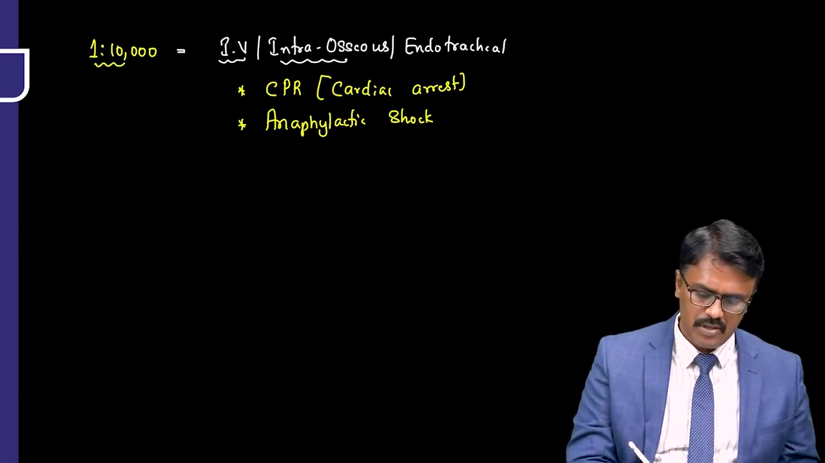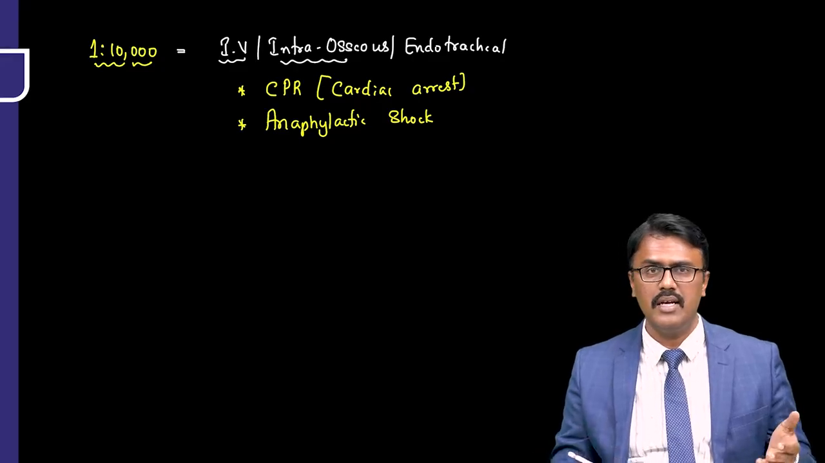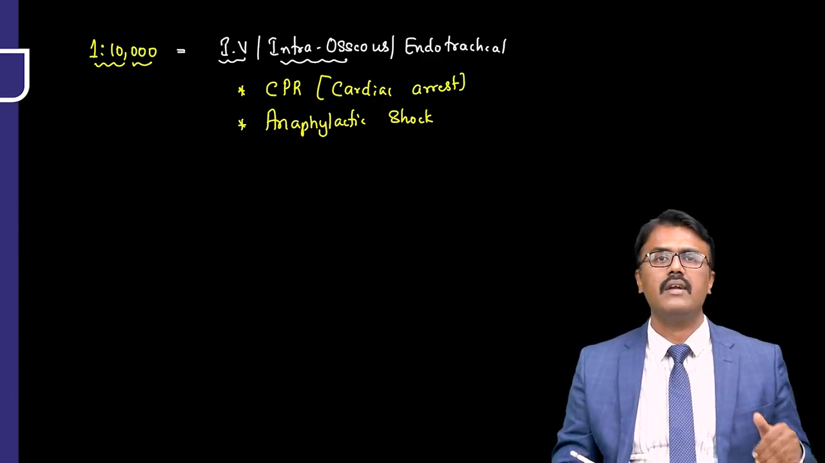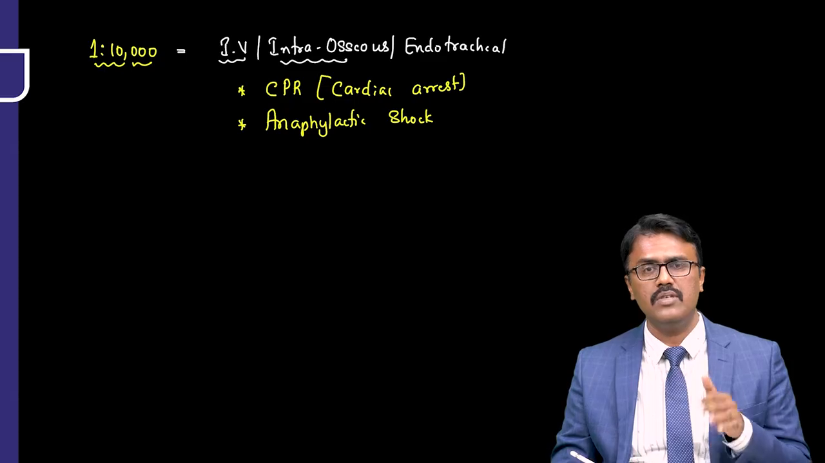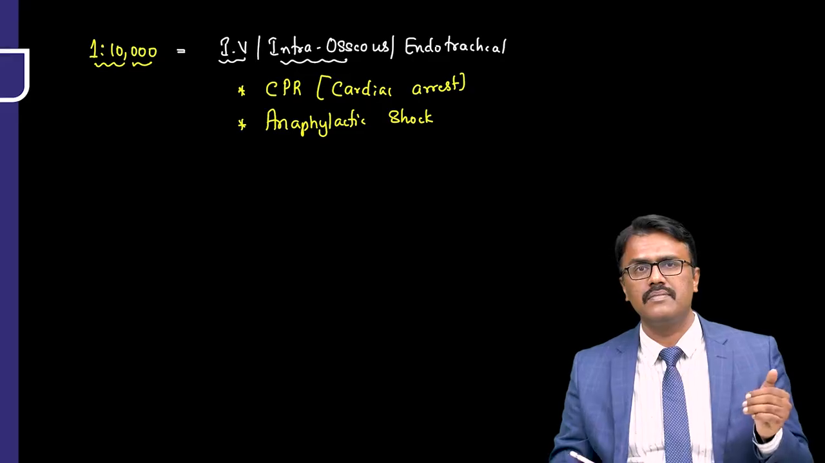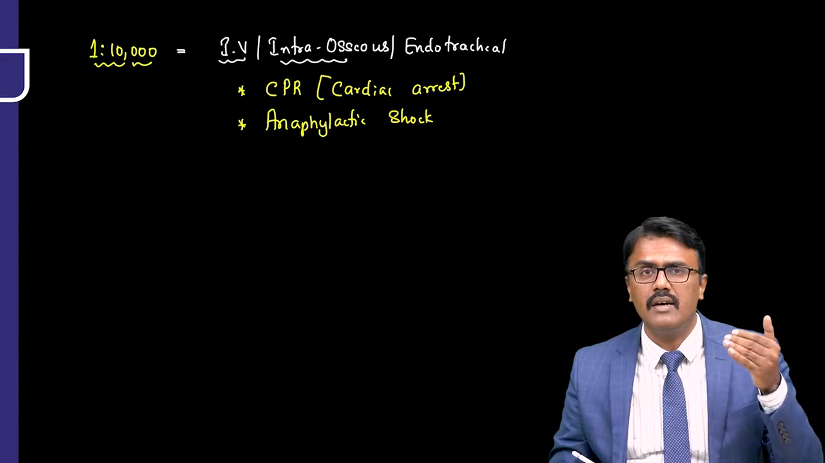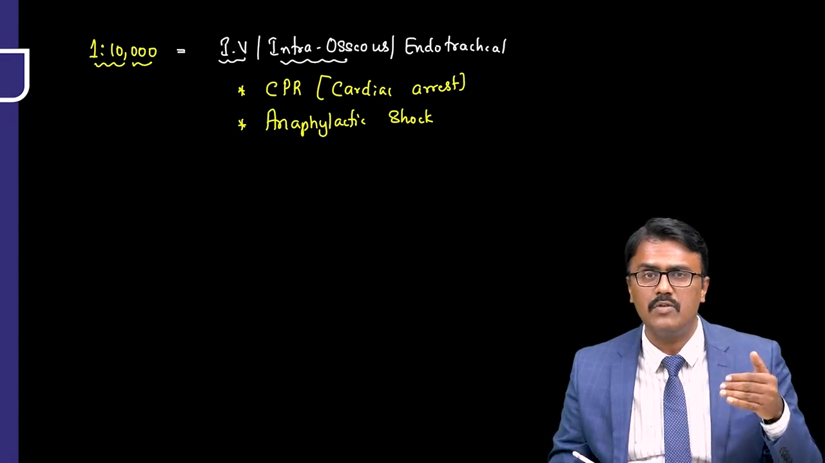Another question is, sir, why should we dilute to 1 in 10,000? Why can't we give 1 in 1,000? You know the Dale's phenomenon. You know the biphasic response of adrenaline. If I give 1 in 1,000, the dosage is high, the concentration of adrenaline is high. Yes or no? Now the BP may shoot up. That's why when I give IV, the dilution should be done. That is 1 in 10,000.